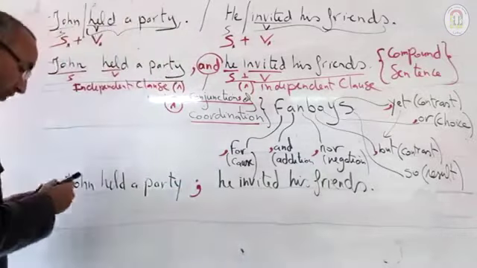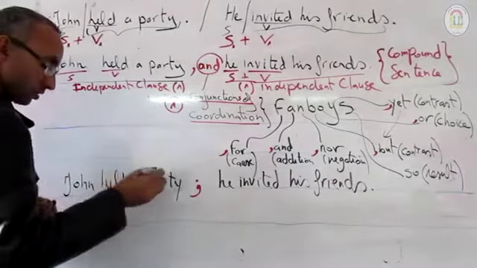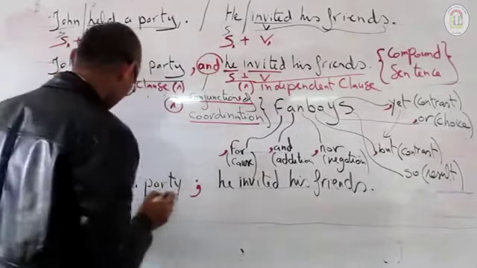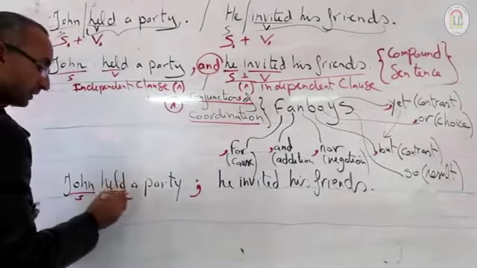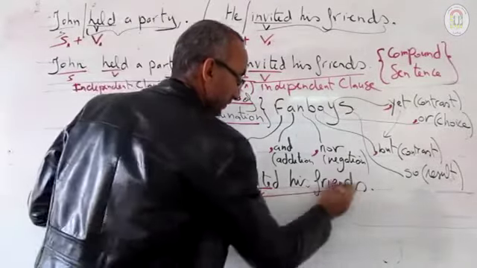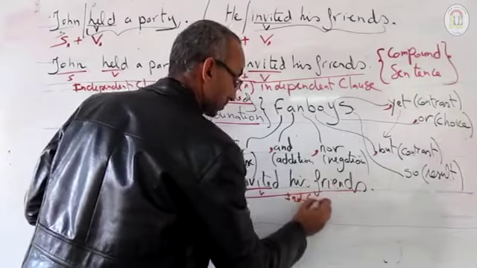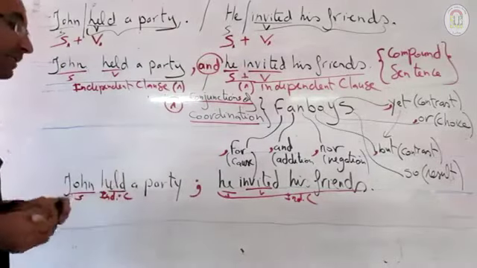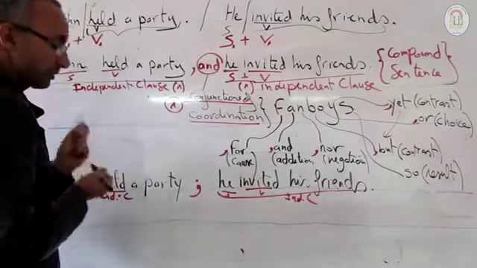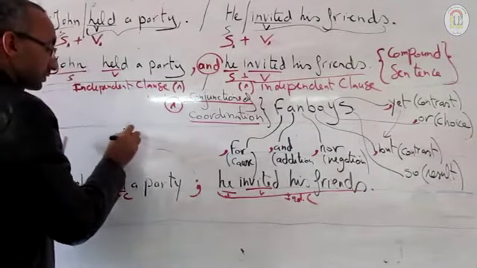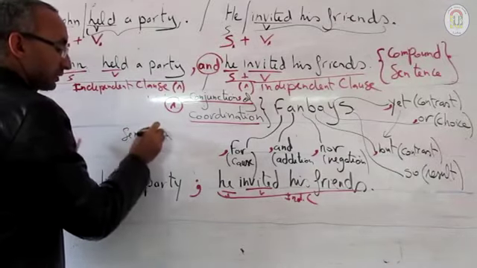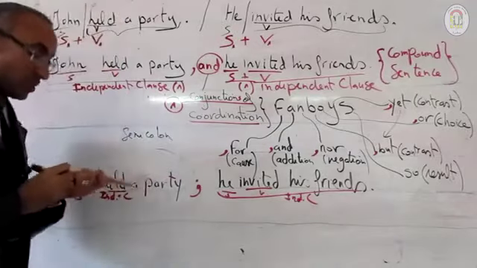Here, I have joined what? Always two independent clauses, S plus always V, and S plus always V. This one also is my independent clause, using only punctuation, which is the semicolon. Now, this shows what?